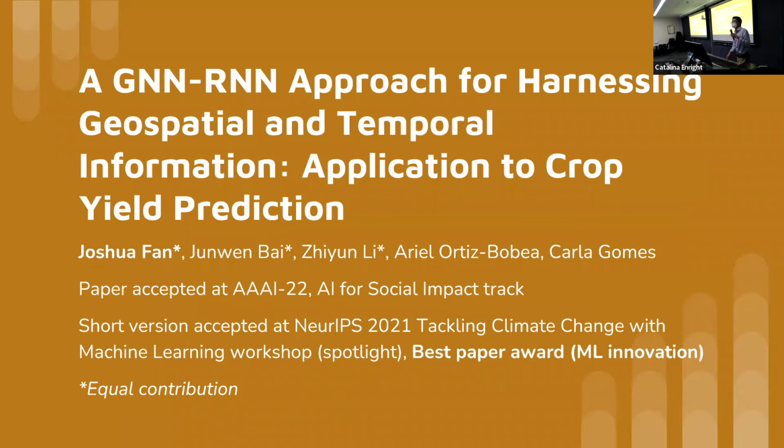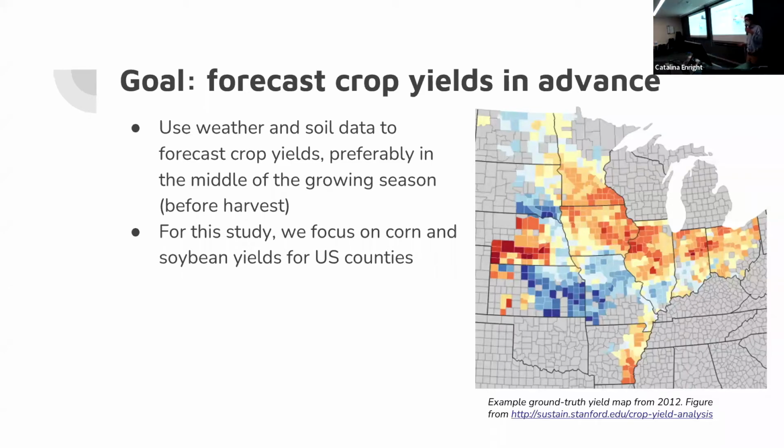Cool, okay, so I know I'm running out of time, so I'll just briefly discuss our other project on harnessing geospatial and temporal information in crop yield prediction. Our goal here is, again, now we actually want to forecast real crop yields in advance, given some weather and environmental data. And it would be nice to do this in the middle of the growing season, well before harvest.